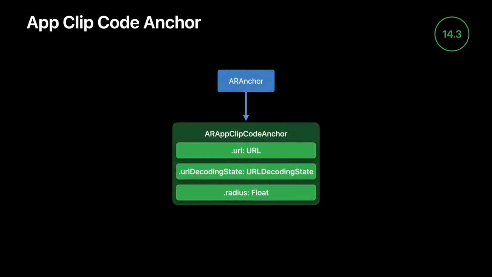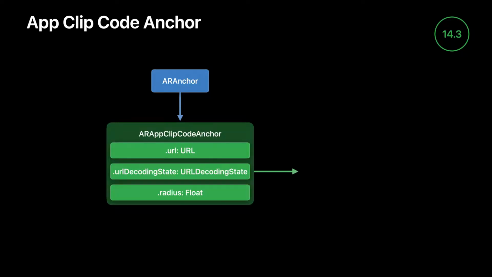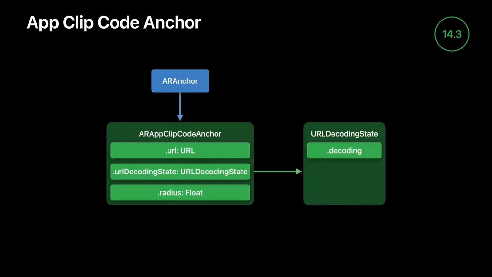Let me explain. Each app clip code contains a URL that is decoded to display the correct content. Decoding the URL is not instant. ARKit can detect the presence of an app clip code quickly, but it can take a little bit longer for ARKit to decode the URL, depending on the user's distance to the code and other factors like lighting. This is why the app clip code anchor contains a decoding state property, and it can be in one of 3 states.